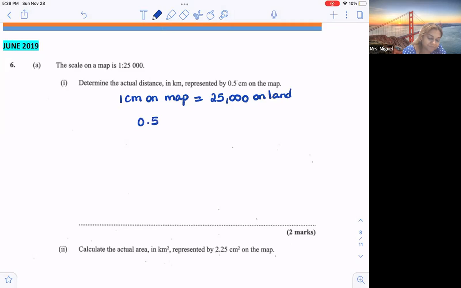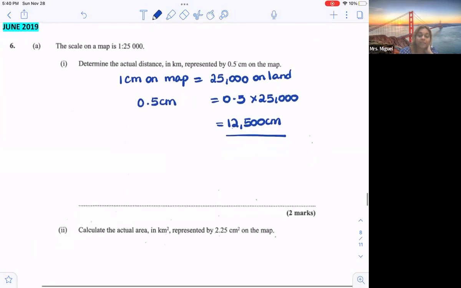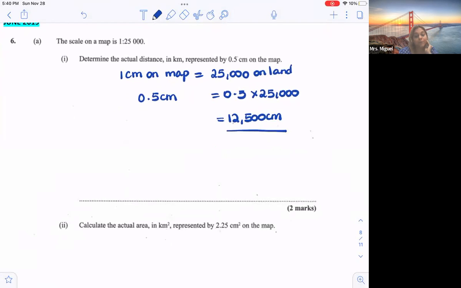0.5 cm will represent 0.5 by 25,000, which is 12,500 cm. So that wasn't bad. The actual area in kilometers squared is represented by 2.25 cm squared on the map.